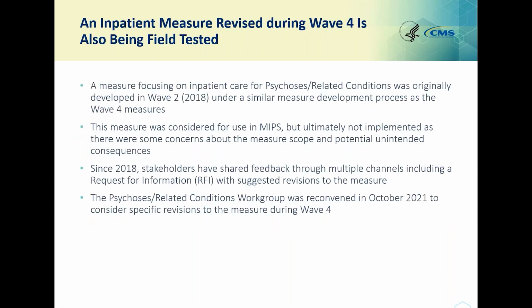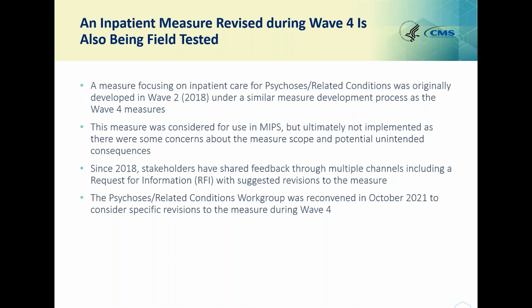So that covers the process for the 4 measures being developed as part of Wave 4. There is a 5th measure that is also going through field testing at the same time, which is the Psychoses and Related Conditions measure. It was initially developed and field tested in 2018 as part of Wave 2 under a similar development process. The measure was considered for use in MIPS, but was not implemented at the same time as the 10 other measures developed in Wave 2, as there were some concerns about the focus on the role of inpatient clinicians in treating these conditions.